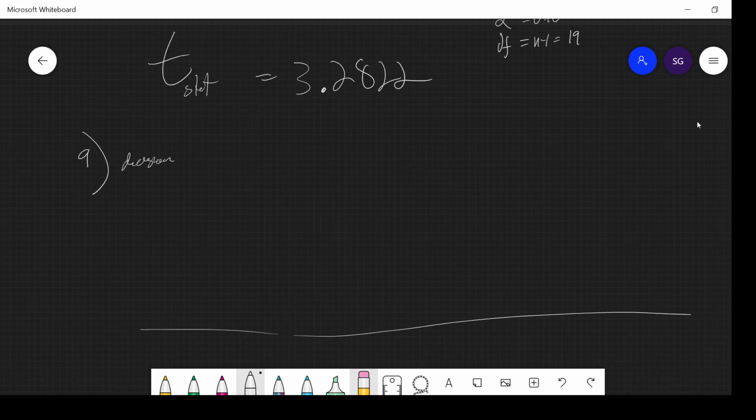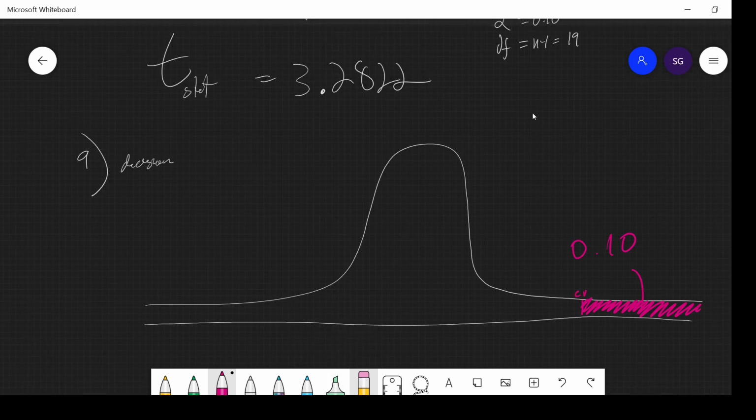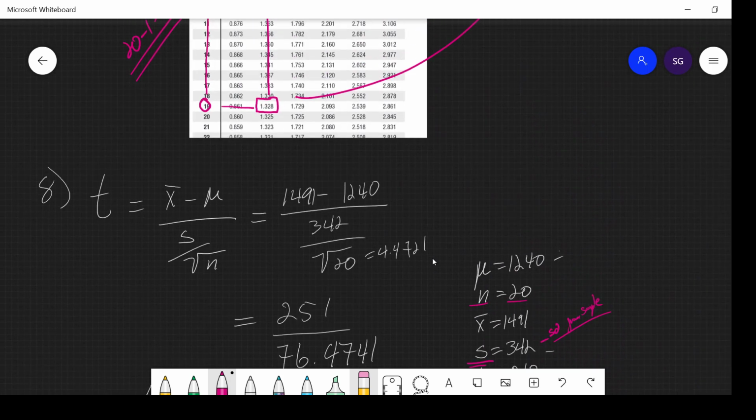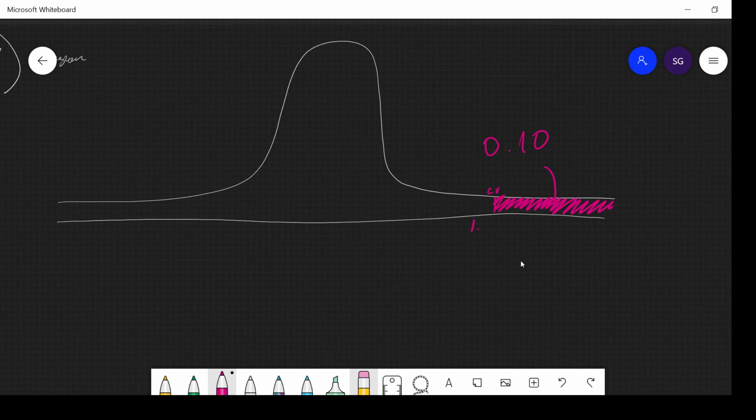So number 9, also a great place to draw it out, is our decision. I suggest you draw out the entire curve at this point for practice. It'll make it super clear. We have 10% of the area over here. This is 10% or 0.10, where our critical value is. This is our critical value. And what was our critical value? Critical value was 1.328. And here's where I'm going to draw my line.